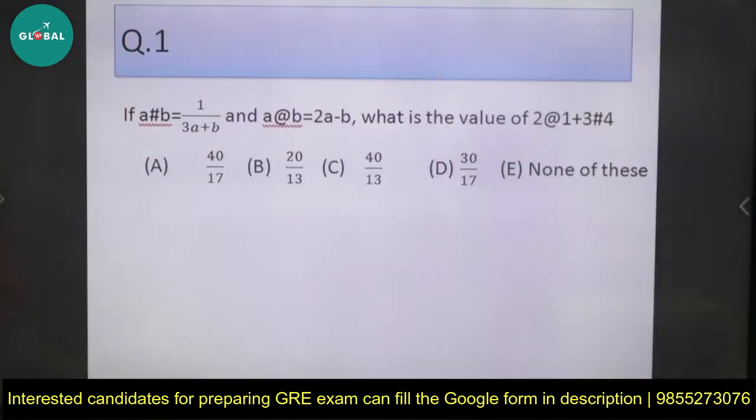Now come to question number 1. What you have to do is just read the question and try to solve it yourself first, and then watch my solution after that. First of all, you have to try yourself.